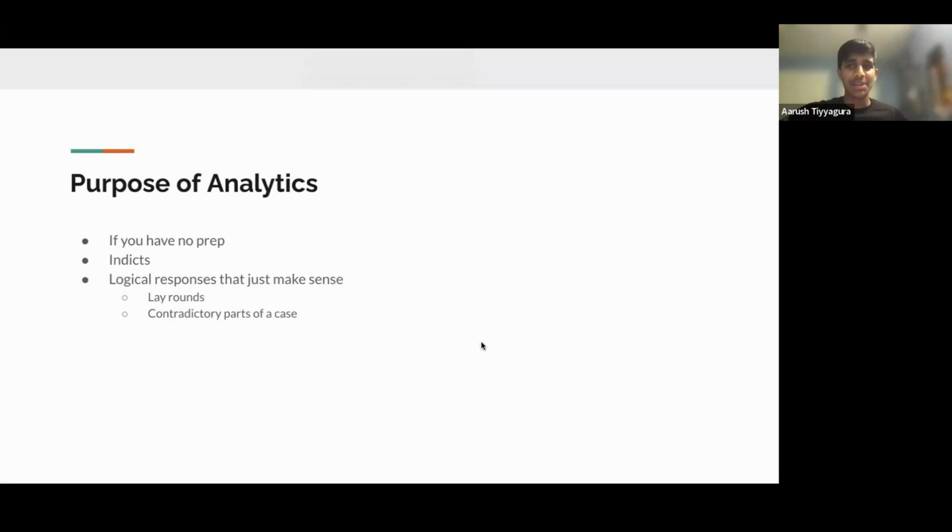So, like I just said, the main purpose of analytics is to respond to arguments that you don't have a lot of prep for. And there are some situations where even when you do have prep, you're going to want to add on more analytics, especially if you think of good ones in round, right? So if you don't have prep, obviously you have to go for pure analytics. And then there's certain situations where you want to add analytics on to your prep that already exists. For example, evidence indexing, right?